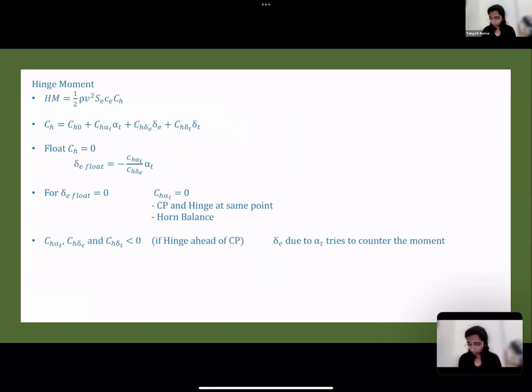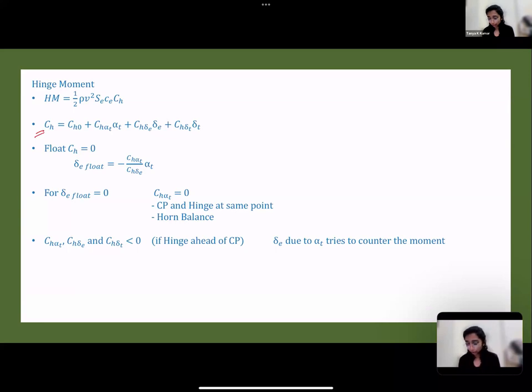Okay, now then we studied the hinge moment. Why does the hinge moment come into play? When you deflect your elevator, there is a moment produced at the hinge line. Okay, so that is where hinge moment came, and we saw the linearized expression for the coefficient of hinge moment here.